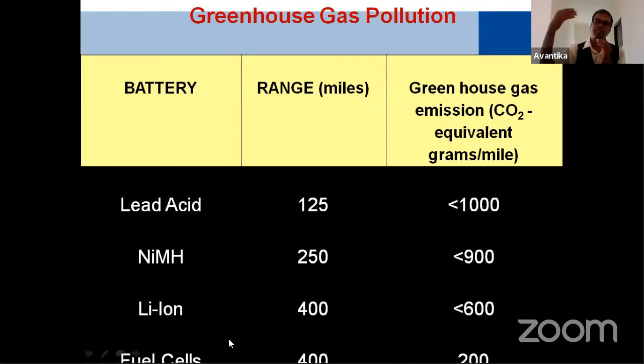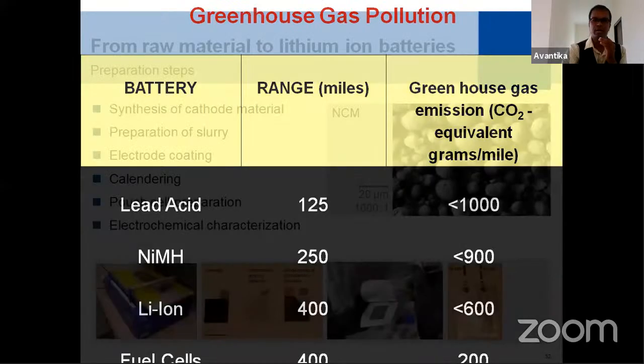So compared to other materials, lithium ion gives less than 600 grams per mile of gas emission. Of course, we cannot compare with fuel cells, because the preparation of fuel cells is expensive. If you compare with other batteries, lithium ion gives less emission. So this is also one of the important advantages.